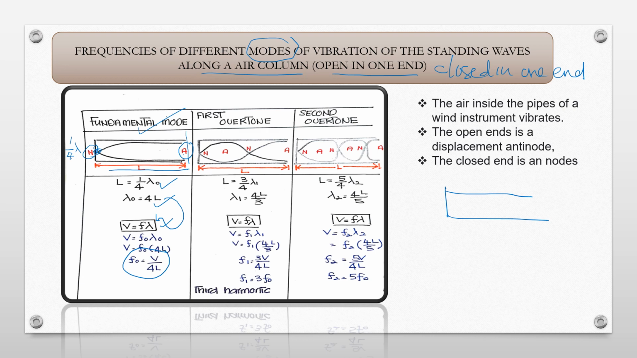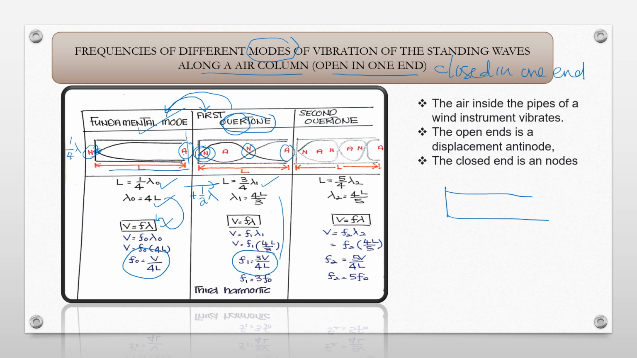Then from the fundamental mode to the first overtone, the word over means the first time higher than the fundamental mode. So you plus with what? You plus with half lambda. You realize that at the end here is a node, here is a node, and here is an anti-node. Always when it's open it is an anti-node. When it's closed, it's a node. Then you get 3 over 4 lambda. Then you solve and you get your frequency 3v over 4L.